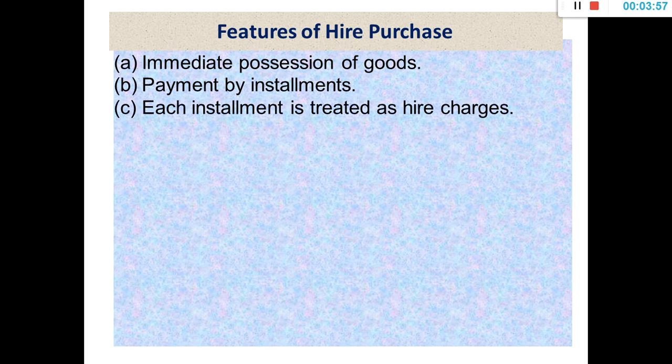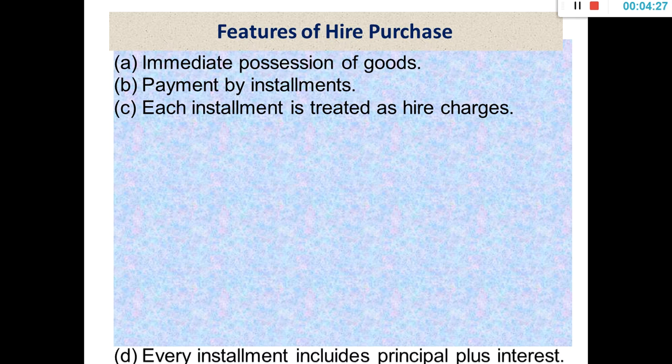Each installment is treated as hire charges. Until the payment of the last installment due, every installment will be treated as hire charges. Only on the payment of the last installment will the buyer be treated as having fully paid the value of the asset, and the legal ownership will be passed on to the buyer.